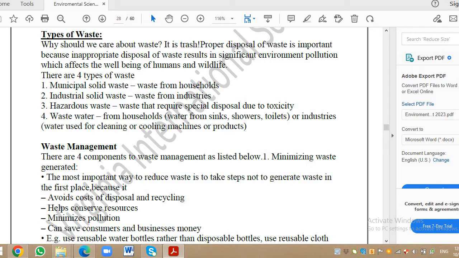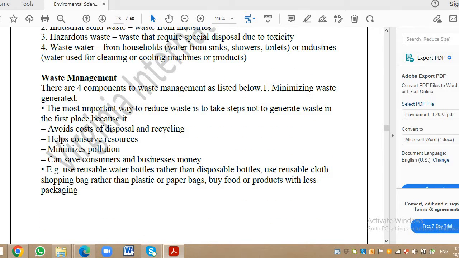So again, we have four types of waste: municipal solid waste, industrial solid waste, hazardous waste, and finally water waste. We're going to manage this waste in 4 ways. There are 4 components to manage this waste. The first one is minimizing the waste from the beginning, from scratch. You have to minimize the waste that you generate. The most important way to reduce this is not to generate waste in the first place.